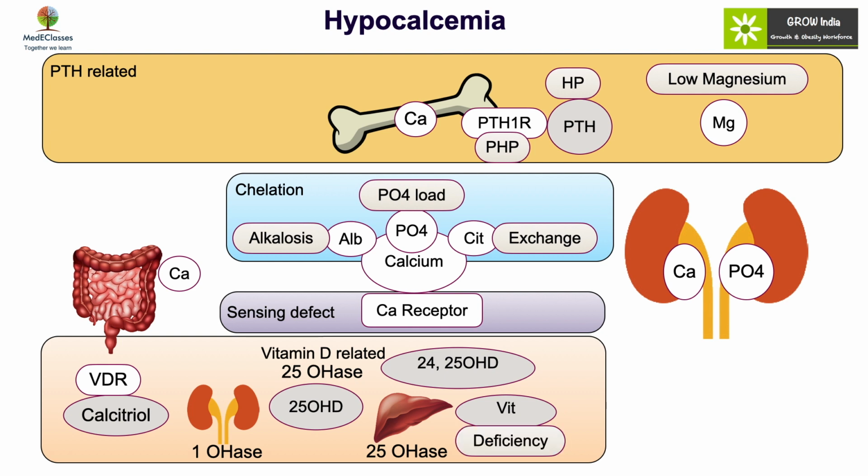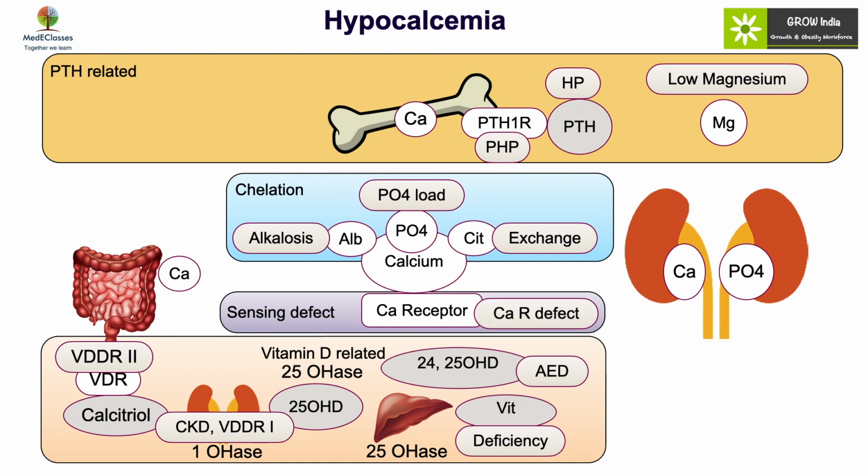Vitamin D related causes can include vitamin D deficiency, anti-epileptic drugs which cause inactivation of vitamin D, typically phenytoin, carbamazepine, chronic kidney disease, vitamin D dependent rickets type 1 or vitamin D dependent rickets type 2 in that situation. And finally, we can have a rare situation of a calcium sensing receptor defect where body senses there is too much calcium, so the PTH goes down, there is hypocalcemia. The kidney is pushing out calcium, causing hypercalciuria.